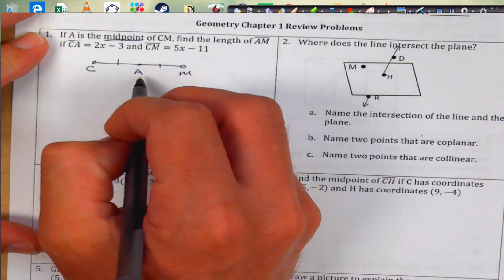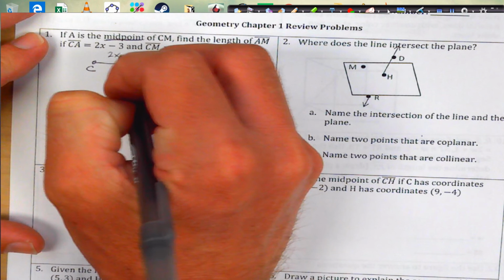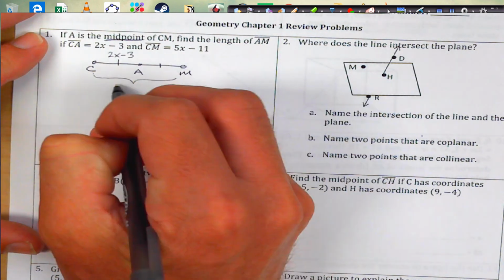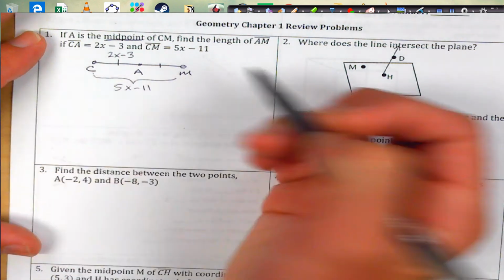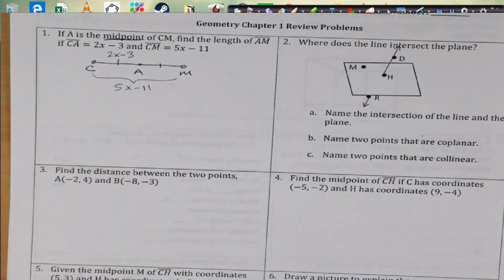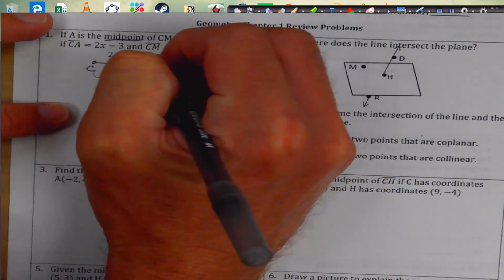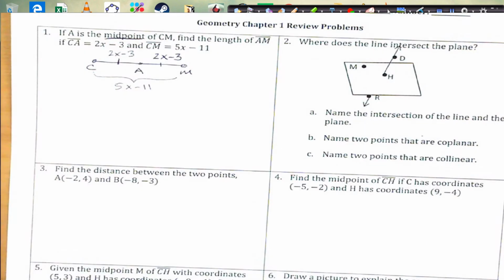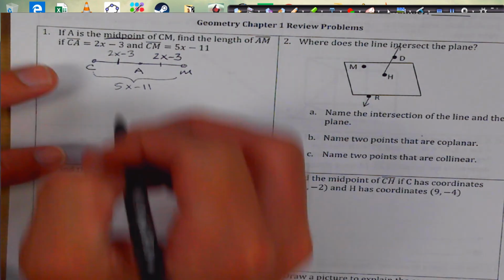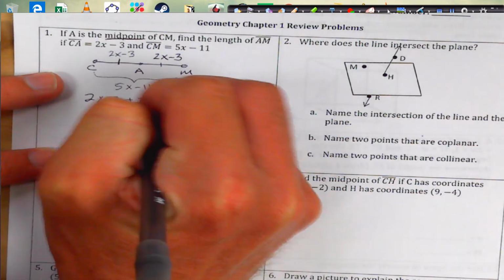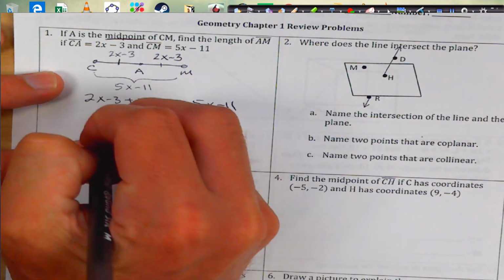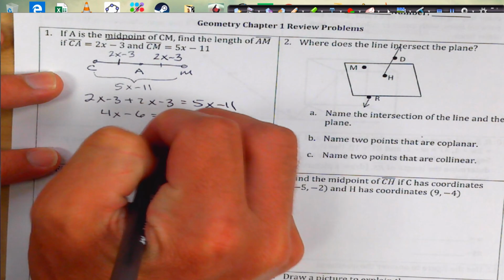It says CA is 2x minus 3, and CM, this total distance here, is 5x minus 11. I can't set these two equal to each other because CA is definitely not as big as CM, but since I have the congruency mark here, I know that this is also 2x minus 3. So we can use the segment addition postulate, which says two segments add up to a bigger segment. So we get 2x minus 3 plus 2x minus 3 equals 5x minus 11. And we go ahead and solve that. It's going to be 4x minus 6 equals 5x minus 11.